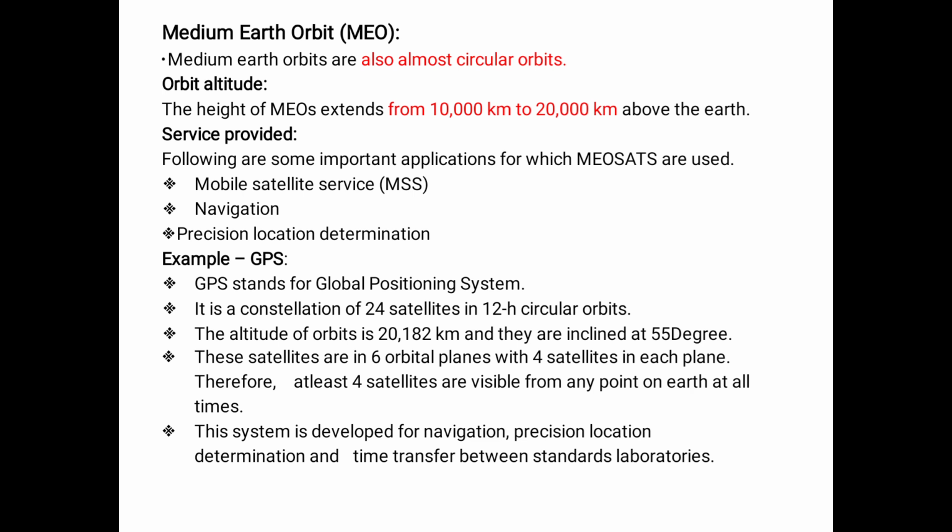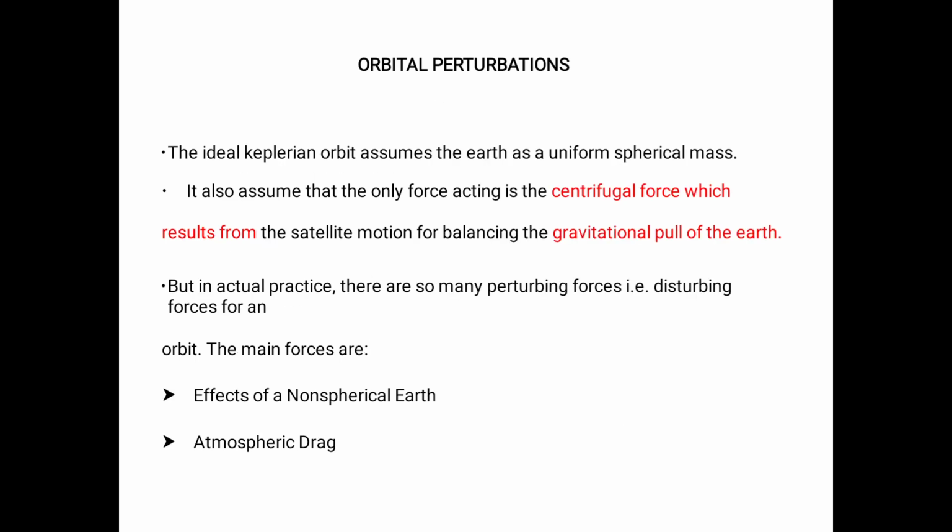GPS stands for Global Positioning System. This is a constellation of 24 satellites in 12-hour orbits. The altitude of the orbit is 20,182 kilometers and the satellites are inclined at 55 degrees. These satellites are in 6 orbital planes with 4 satellites in each plane. Therefore, at least 6 satellites are visible from one point on Earth at all times. This system is developed for navigation, precision location determination and time transfer between standard laboratories.